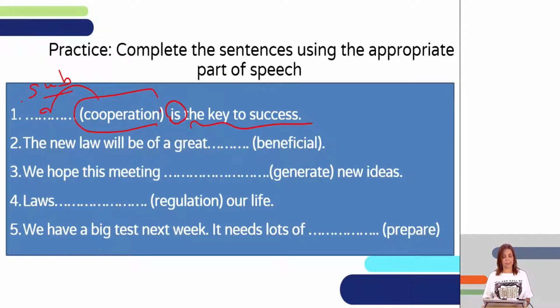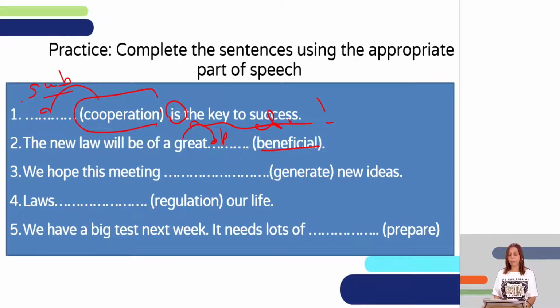Let's move to the second sentence. The new law will be of a great. So we have here a and the great, which is an adjective. So usually an adjective describes what? It describes a noun. So we need the noun of beneficial, which is what? Benefit. Yes, you are right.